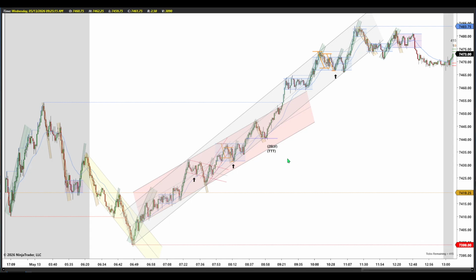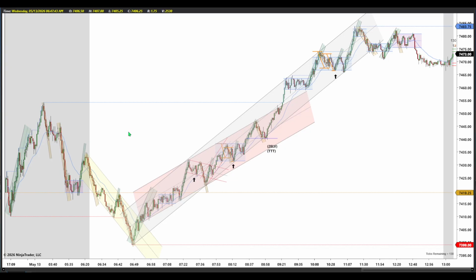May 13th, 2026. This is the S&P 500 E-mini futures on the 2000 tick chart using NinjaTrader 8. This is what the chart looked like today. The only economic data that came out was at around 5:30 Pacific Standard, about right here, which was the core producer price index, PPI. And other than that, there wasn't really other news that came out.